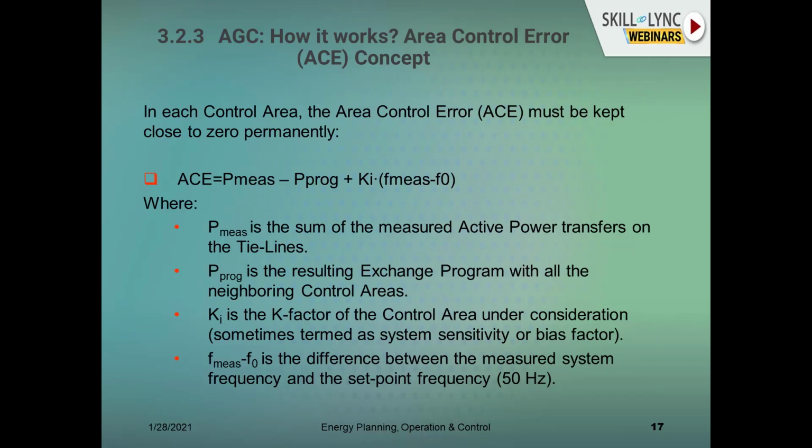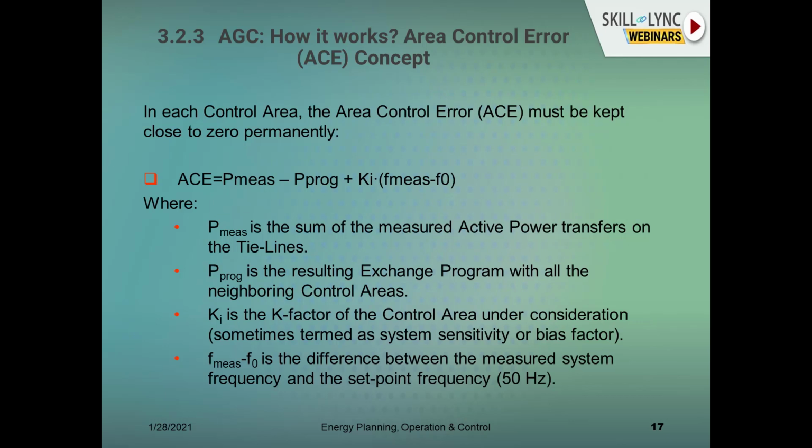ACE, which is area control error, is how we calculate it. Basically, if there is an interconnection to the system, like a tie line between two utilities, we take the difference between the measured and the programmed value of the flow between the two utilities, plus K, which is called the system sensitivity. This is a factor multiplied by the difference between the measured frequency and the nominal frequency. Based on this, AGC will calculate ACE.